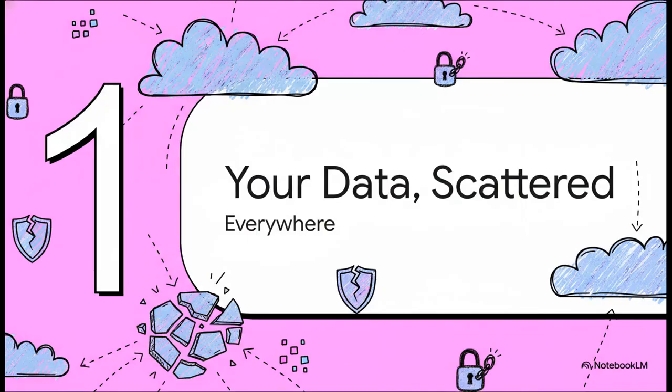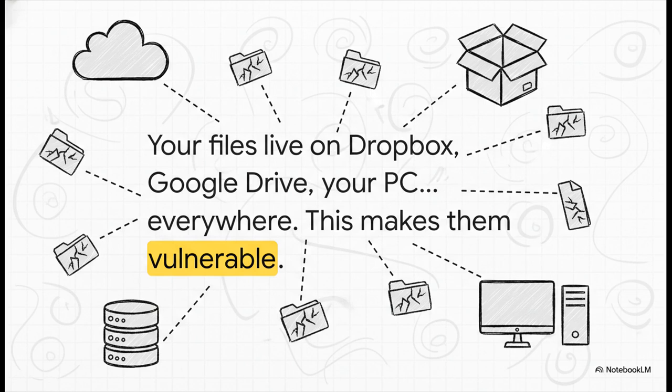So first, let's really dig into the problem this technology is trying to solve. The fact that your data is, well, scattered everywhere. We all know this feeling, right? Our files are on Dropbox, Google Drive, the server at work, a personal laptop, and each of those is its own separate vulnerability. A breach on any one of those services could expose your entire file. It's a little stressful when you think about it.